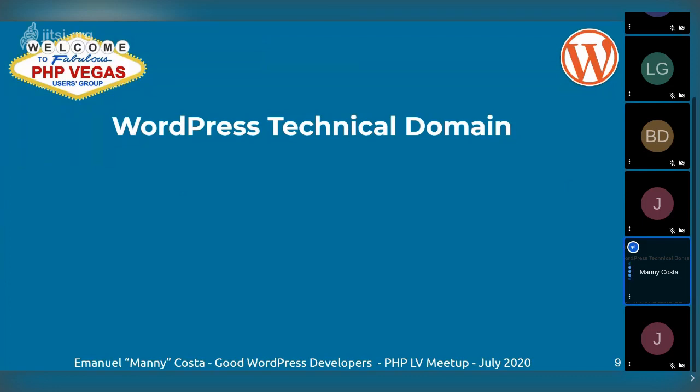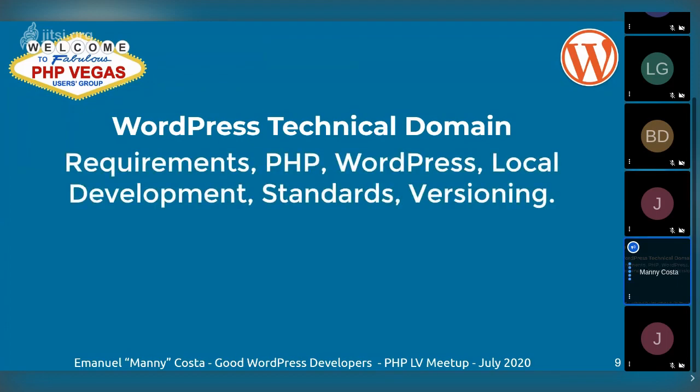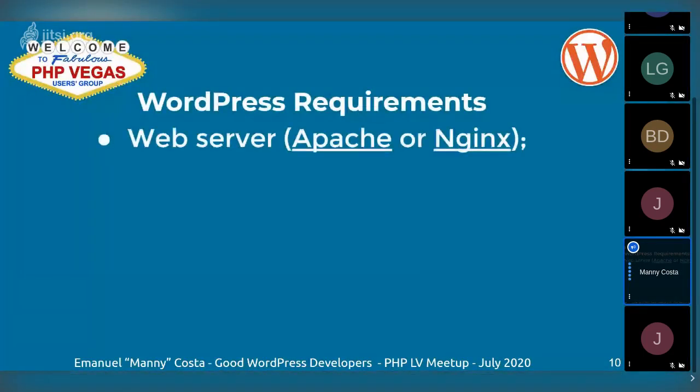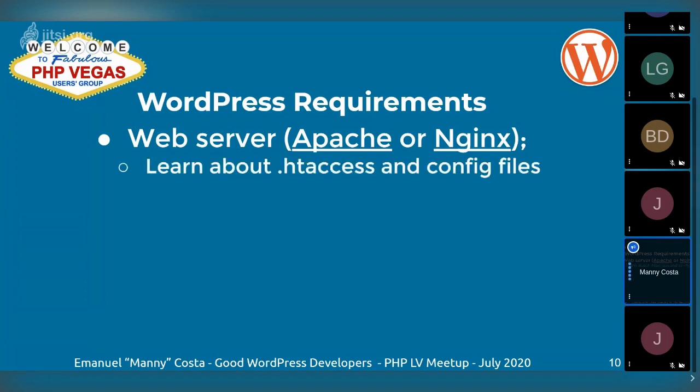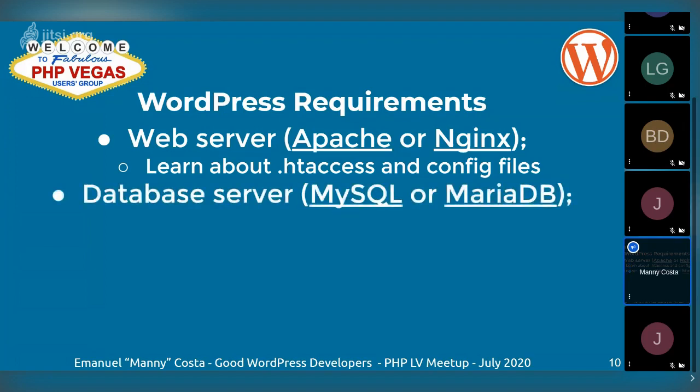So next, this is what I came up with for this WordPress technical domain. And what I say is the WordPress requirements, PHP requirements, WordPress itself, local development standards, and versioning. So for WordPress requirements, you have to have Apache or Nginx. It doesn't run on IIS. Well, actually, you could try to work around it, but I don't recommend that. And learn how to manage the .htaccess file and the config files on Nginx and Apache. Learn a little bit about database servers like MySQL and MariaDB. You have to have a database server behind WordPress.